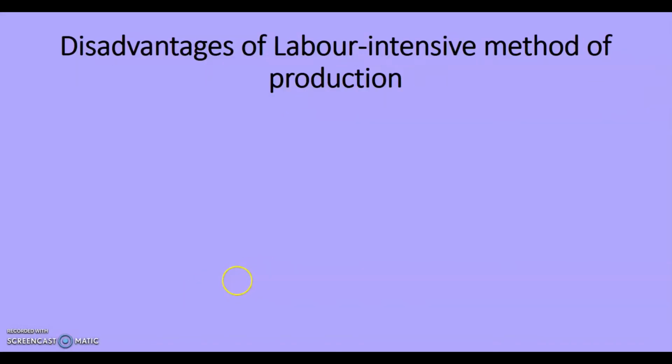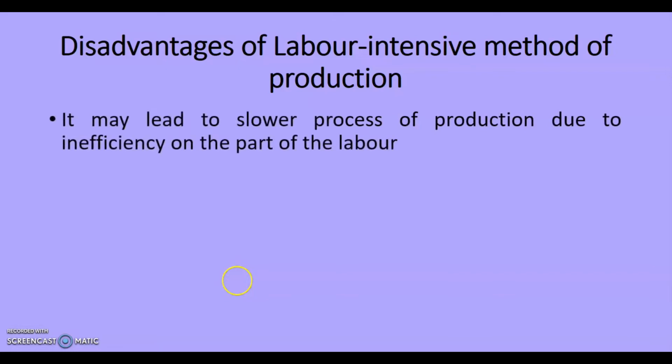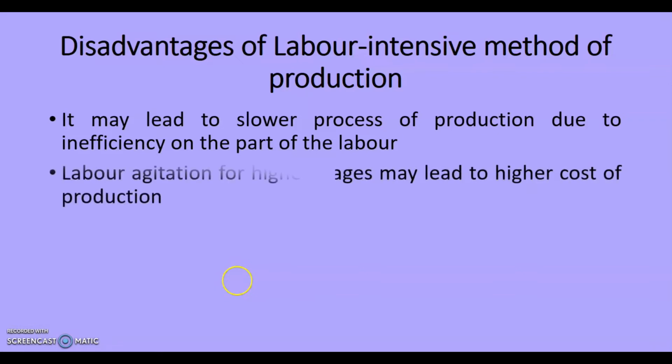Let's look at the disadvantages of the labor-intensive method of production. The first disadvantage is that it may lead to a slower process of production due to inefficiency on the part of labor. When you compare the use of machines to the use of human beings, of course labor will be slower than the use of capital or machines.